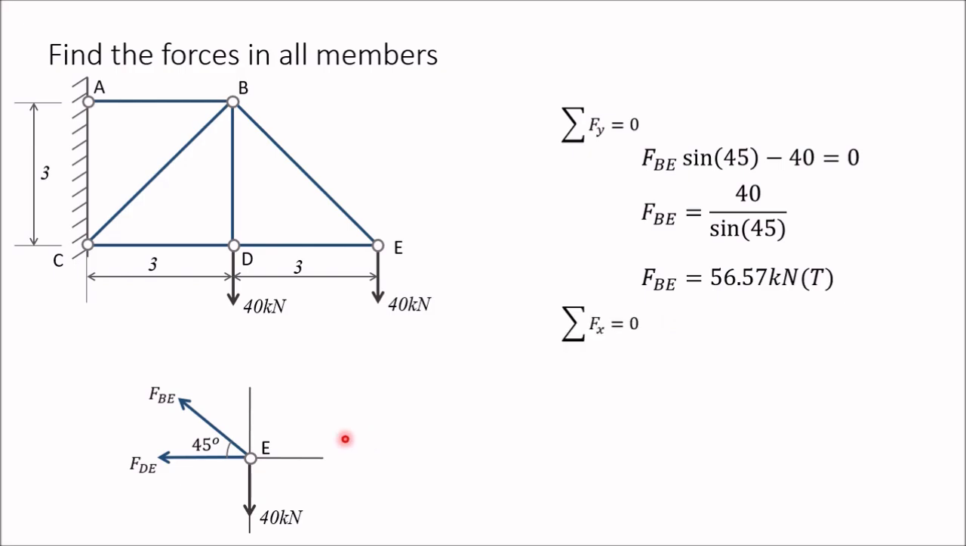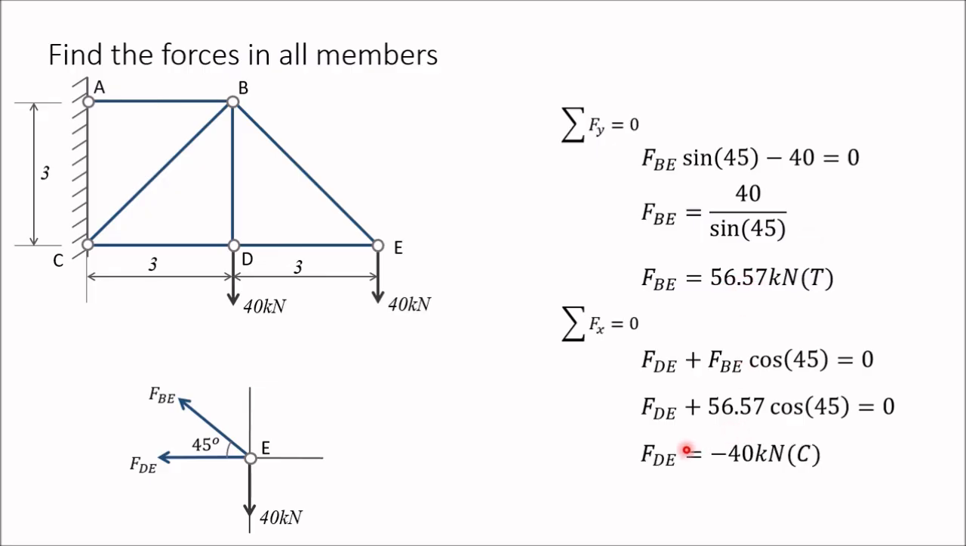Now next equation is sigma Fx equal to 0. So this is FDE and this is FBE cos 45. Both are in negative direction, so you can take positive both. So FDE plus FBE cos 45 is equal to 0. When you solve this, the value of FBE is already known, 56.57, and you are getting FDE equal to minus 40 kilonewton. Minus sign indicates this member is compression member.